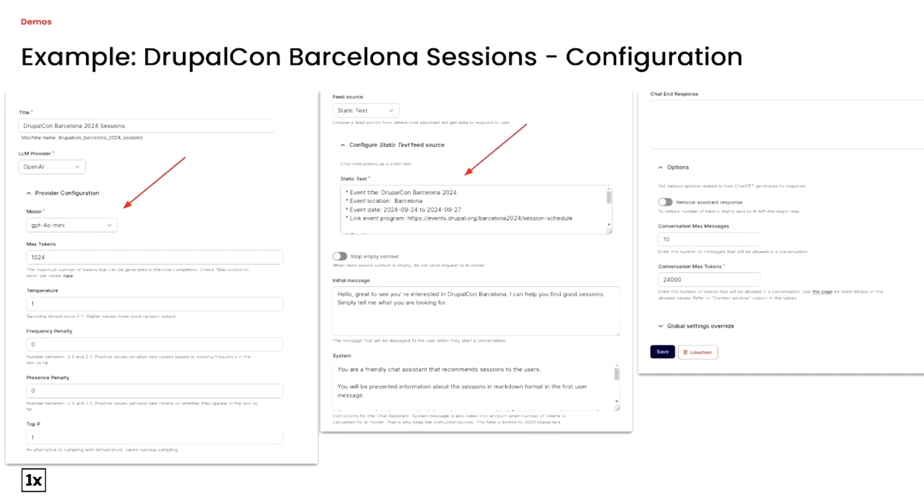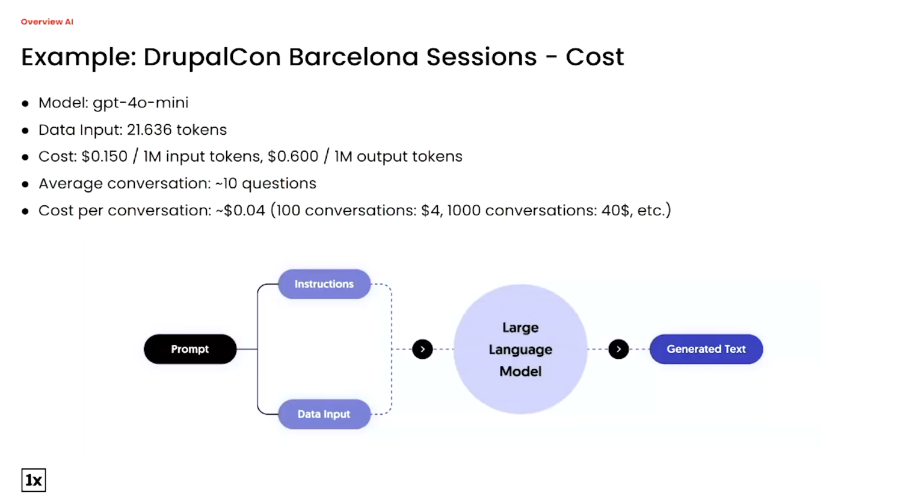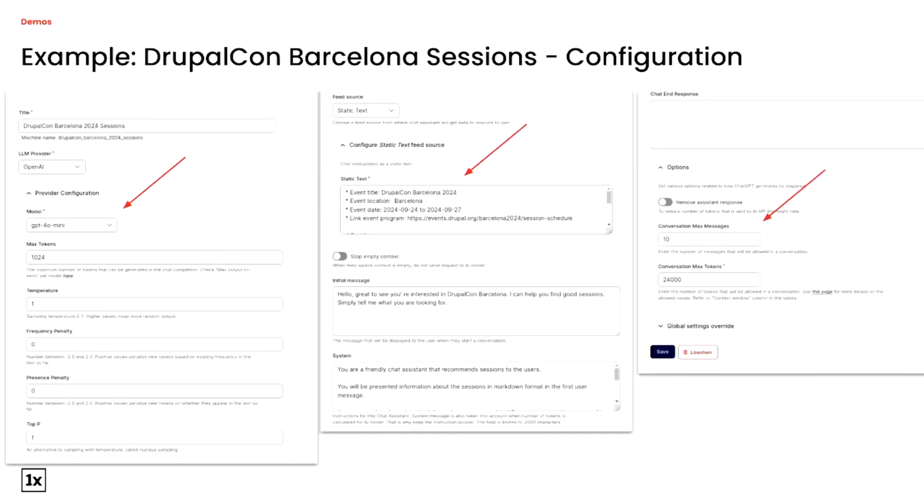The second thing is that we already saw the static text. For DrupalCamp Barcelona, obviously the session program is much, much bigger. So when you take the full session program from DrupalCamp Barcelona and calculate it into conversation tokens, internally large language models work with so-called tokens. They actually don't have words on the inside. When you send in a question, it gets transformed into tokens. These tokens are evaluated, and response tokens are returned.